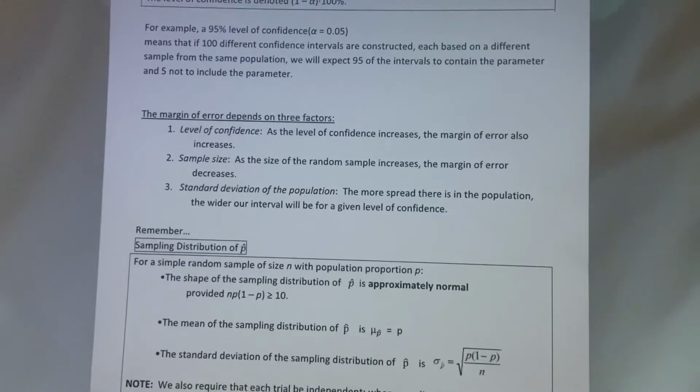If you want to be super accurate, you're going to have to cast a wider net, essentially. If your confidence increases, the margin of error also increases. Your sample size. The more people you ask, your margin of error decreases because the more likely you are getting towards the actual number. And standard deviation of the population, if it's given, the more spread out the data is, it just means the wider the net you're going to have to cast. So the wider our interval for a given level of confidence will have to be.